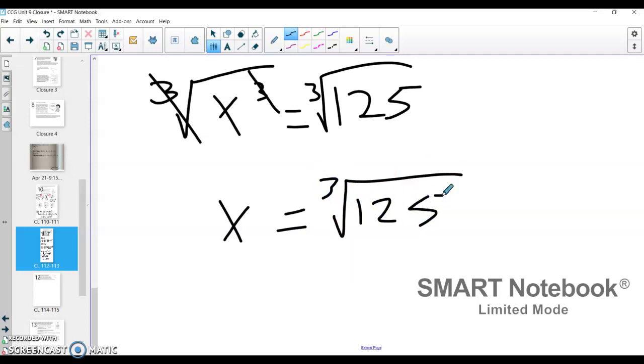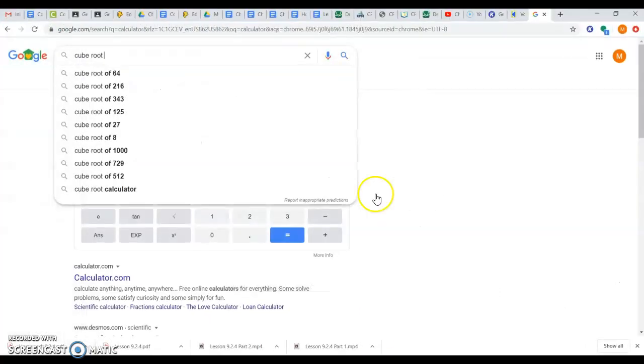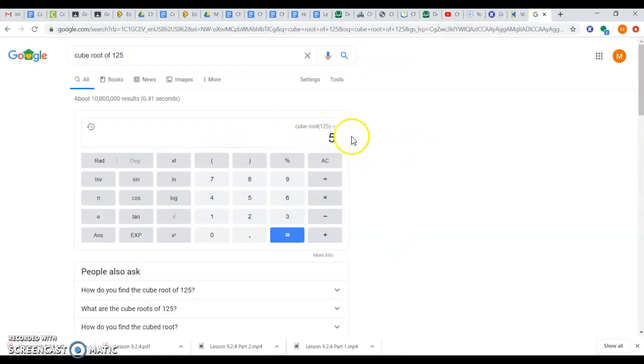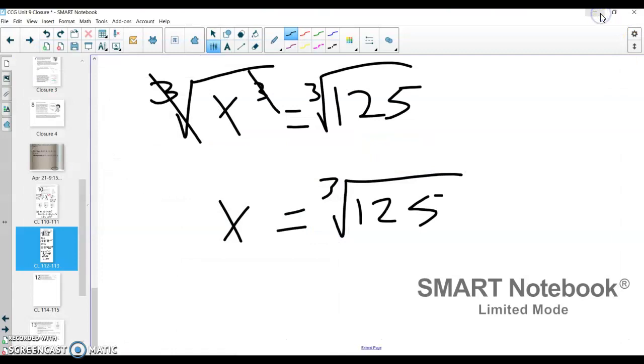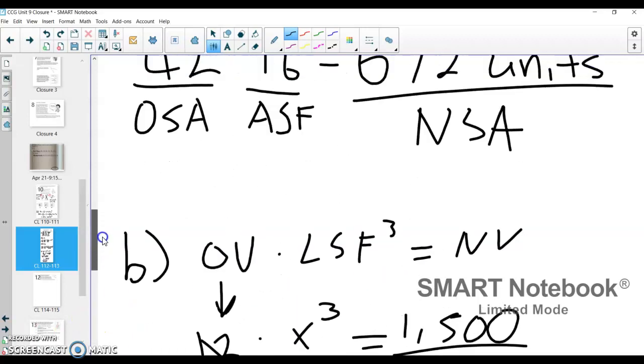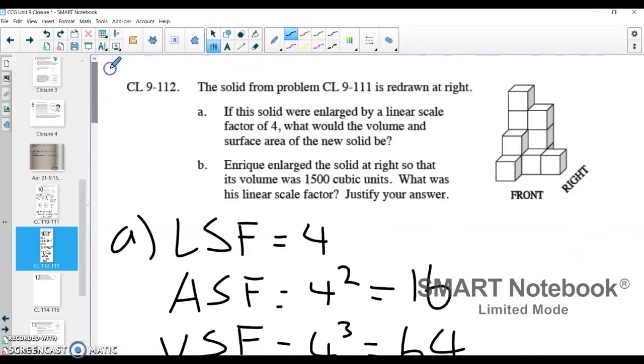Some calculators have this. If you're using your phone calculator, it may not. I'm using my phone calculator, and I do not have a cube root function on it, so I'm just going to Google the cube root of 125. That tells me the cube root of 125 is 5, which makes sense because 5 cubed is 125, so the inverse operation should give me that. So x equals 5, which is my answer for my linear scale factor. And that is part B and the end of that problem.